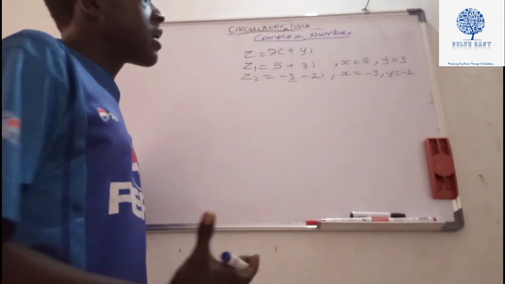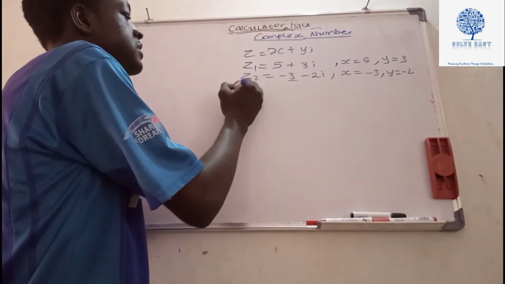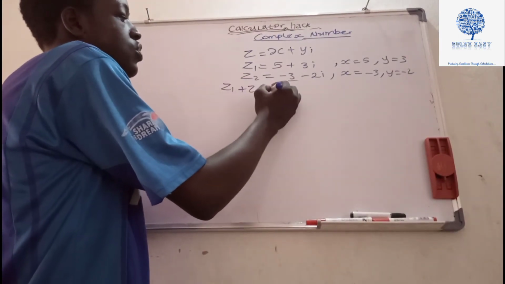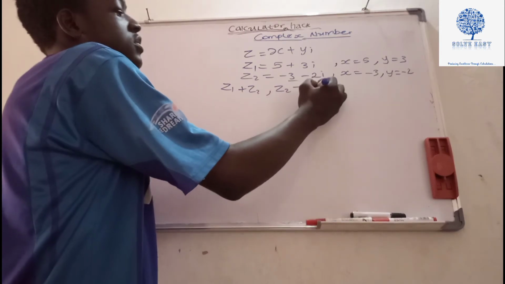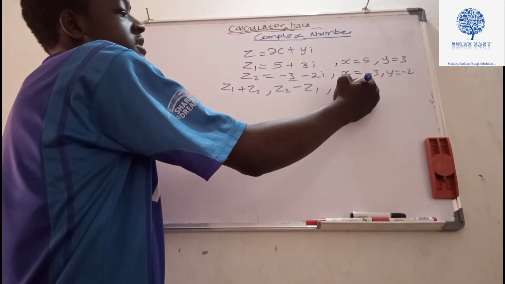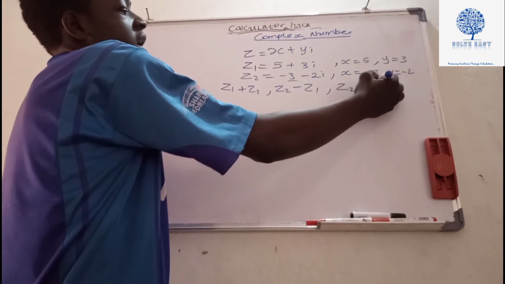Now we could do this on our calculator. Let's say z1 plus z2, z2 minus z1, and then z2 divided by z1.